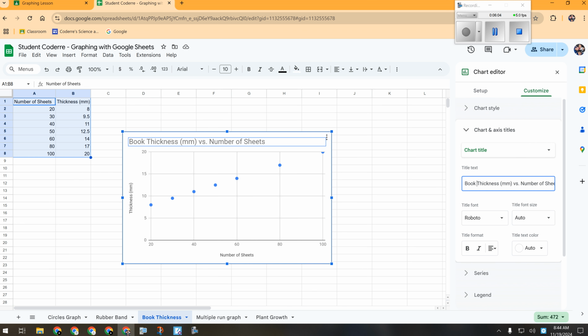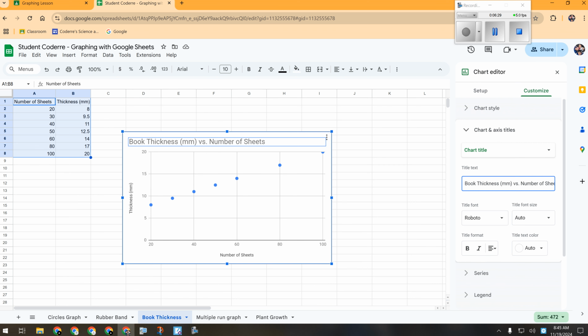Okay, so now I've got that set up pretty well. I've got my graph there, but I need a couple of things on this graph. The first thing I need is a line of best fit. Google calls it a trend line. I need a line that shows me what my points are doing. Otherwise, I can't use y equals mx plus b. I've got to have that line so that I can use y equals mx plus b.